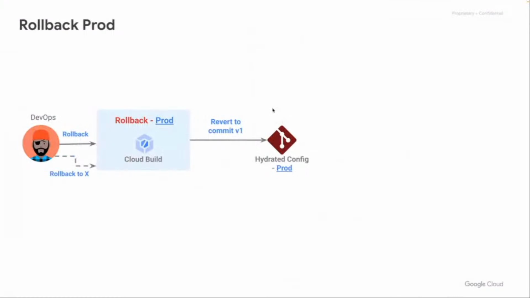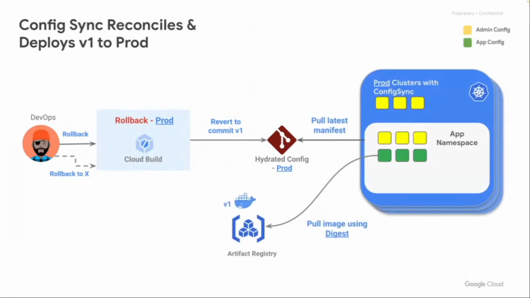It's very similar to what we saw with the promotion. But in this case, since GitOps, since our Git repo, the hydrated config repo, is the source of truth, we can just revert that commit back. And that will then pull the latest digest. So there's no merging of configs or anything like that in this stage. We just know that the previous one was good, but the latest one was bad. We just need to go back to it, and then config sync does the rest.